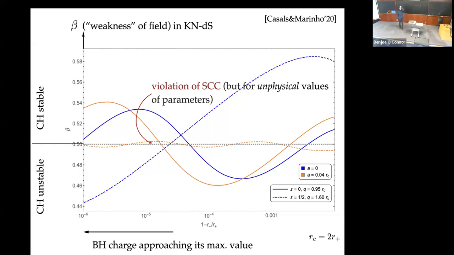Can you say again exactly what you mean by violation of strong cosmic censorship? Yeah, so I mean that the stress energy tensor for scalar fields and for fermions is not locally square integrable. That's exactly what I mean. If it's not locally square integrable, then you have a violation. So the Einstein equations don't admit weak solutions.